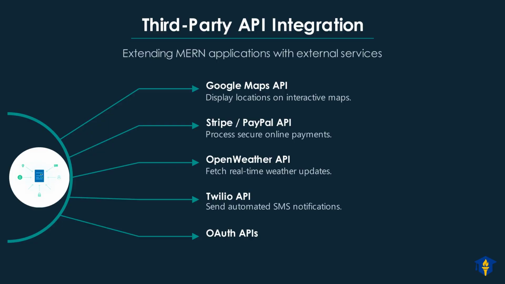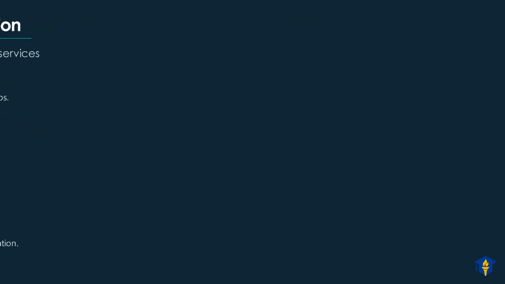Lastly, OAuth APIs such as Google or Facebook facilitate social media user authentication for easy sign-ins. These APIs enable social media user authentication, simplifying the login process for your application users.